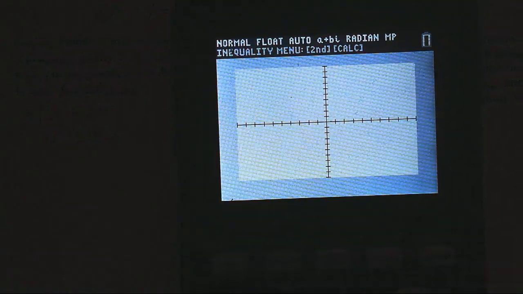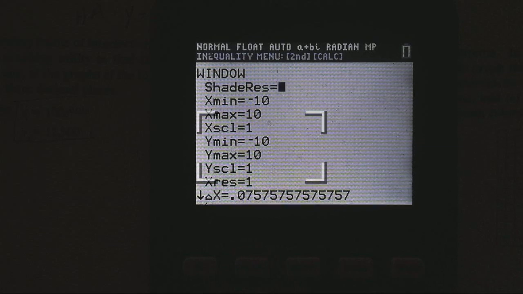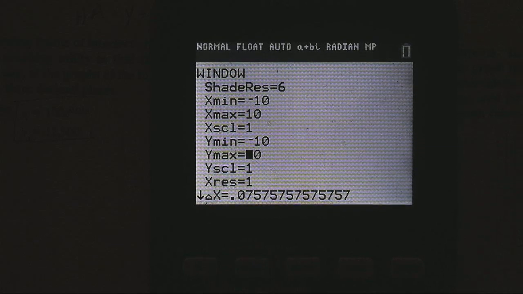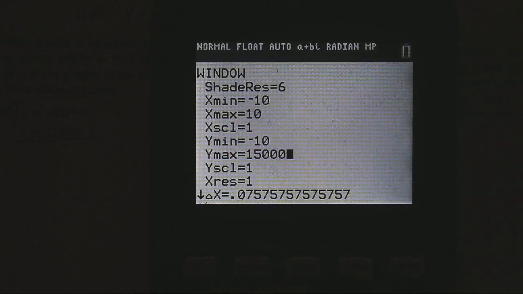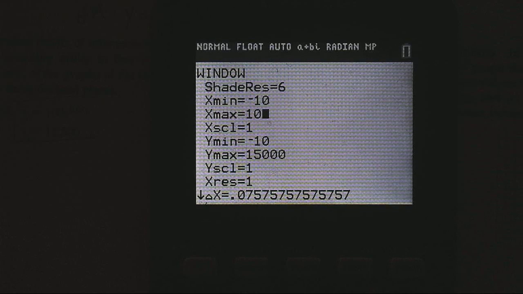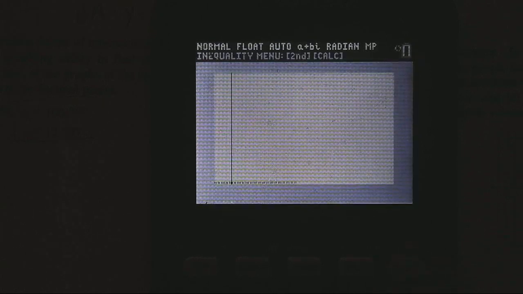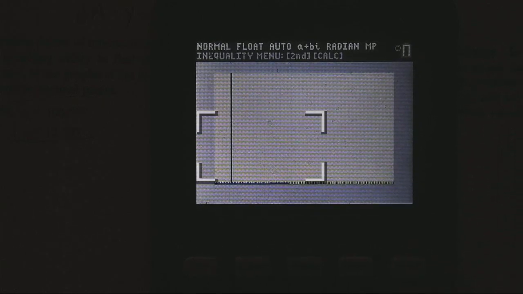So I'm going to go back here, and I'm going to go to window. I'm going to have my y max be 15,000 now. And I think I'm probably interested in when x gets bigger and bigger. I don't know how far out I'm going to go. I'm just going to go to 100. I'm not putting much thought into this right now. So x max 100, y max 15,000. Let's graph that. So there's our first function.